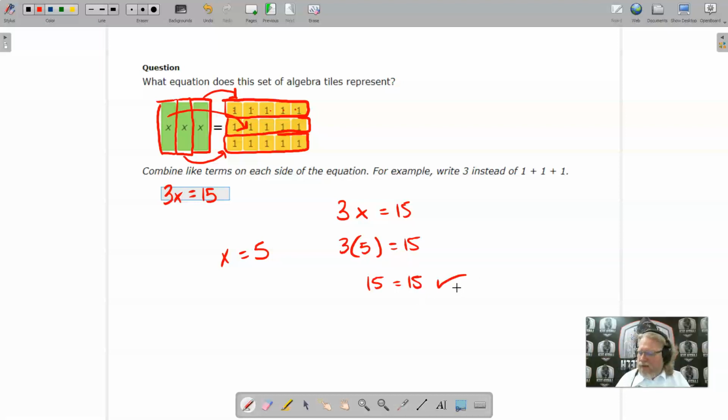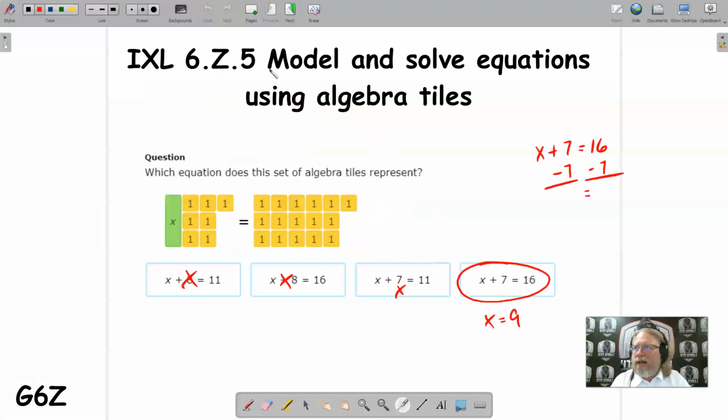All right, so that is my lesson on algebra tiles. Lesson 6.Z.5, model and solve equations using algebra tiles. Good luck with your activity.